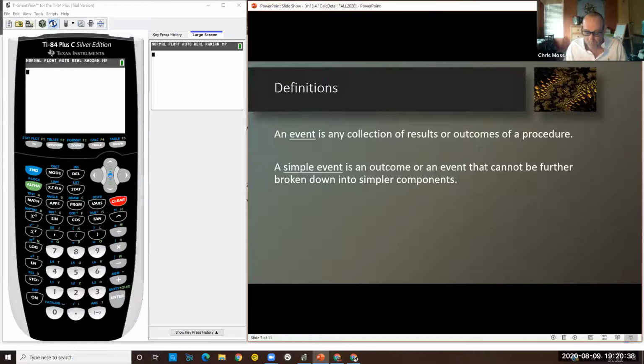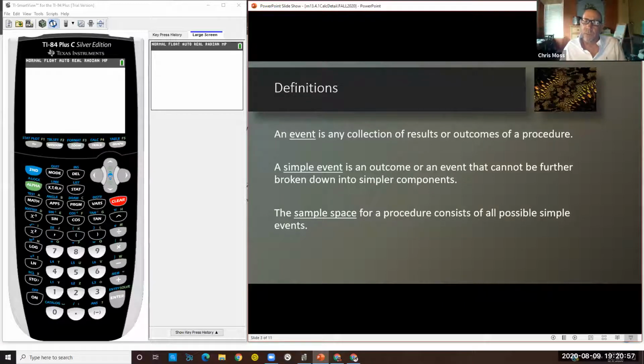So I will note that we work with the sample space of a procedure, and that really consists of all possible simple events from any given procedure you might have. If you're looking at birds, it might be gender. If you're looking at coin flips, it might be heads or tails. If you're rolling dice, it might be a 1, a 2, a 3, a 4, a 5, or a 6.